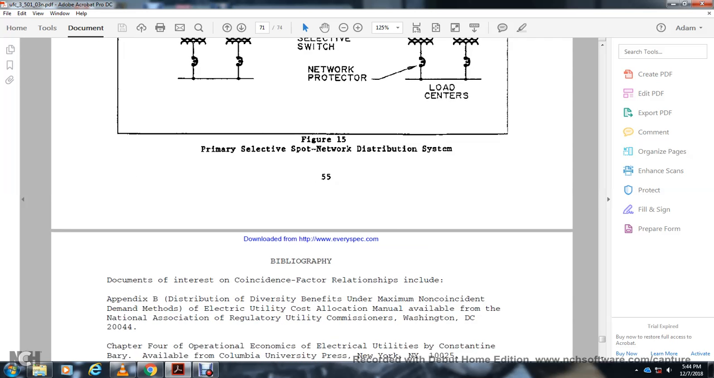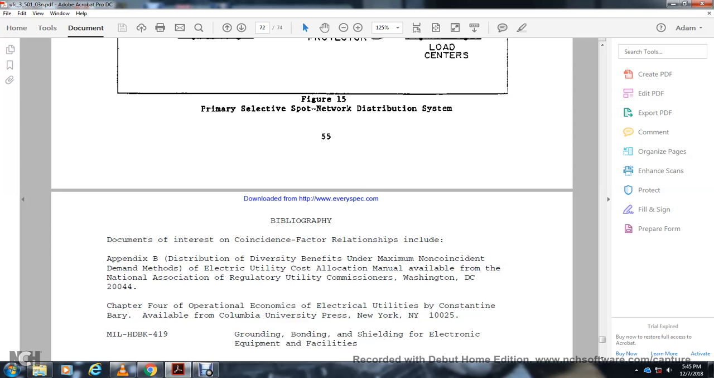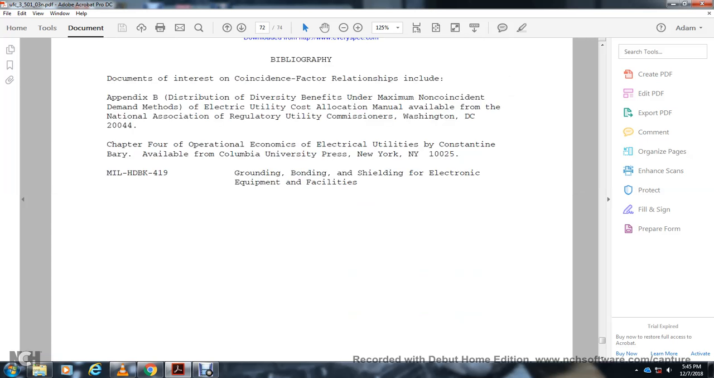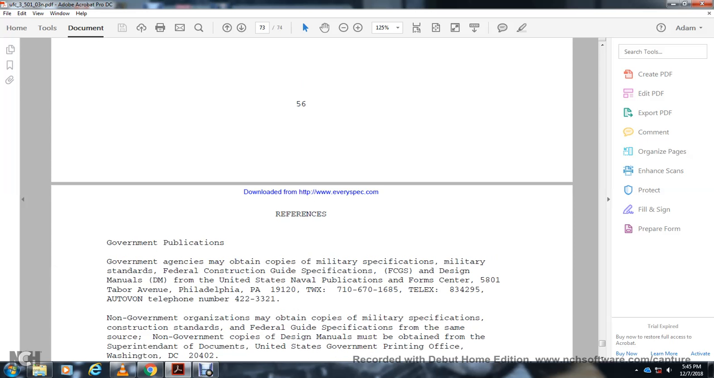Alright, bibliography. Documenting the insurance coincident factor relationship included with the appendix B, the distribution diversity benefit of the maximum non-coincidental demand method for the electrical utility allocation manual, available from the National Association of Regulatory Utility Commissioners in Washington, D.C. Chapter 4, Operational Economics. Electrical utility council, available at Columbia University Press, New York. Military Handbook 419, grounding and bonding shield electronic equipment facilities, and then that was your government publications.